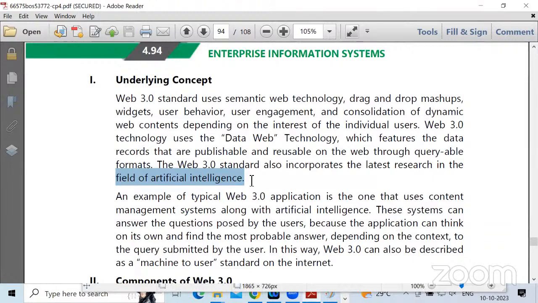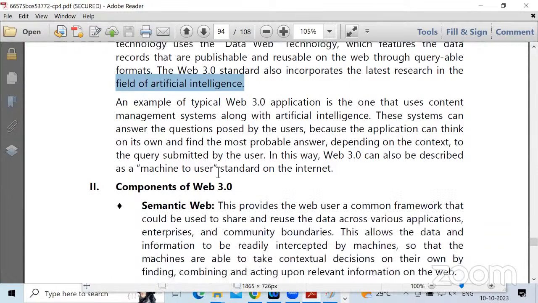Simple example, the same Facebook, somebody is celebrating a birthday. So you are typing in the comment box, happy. Once you type it, immediately birthday will be shown so that you can select it and upload it or forward it or post it. So this is the work of artificial intelligence.